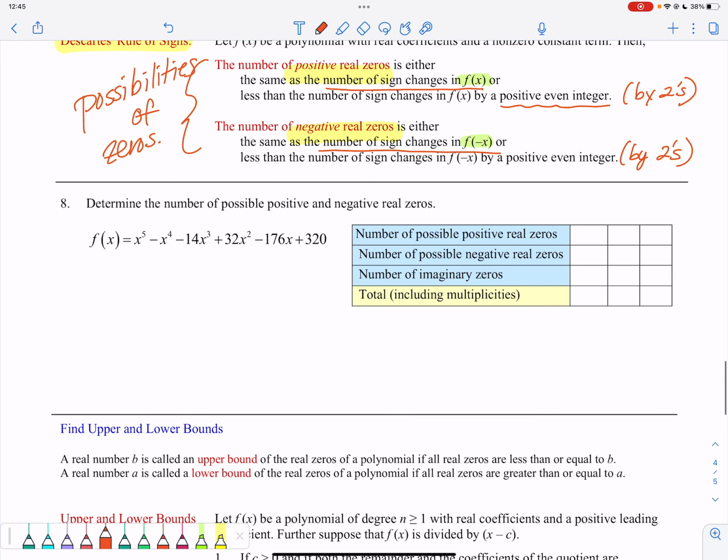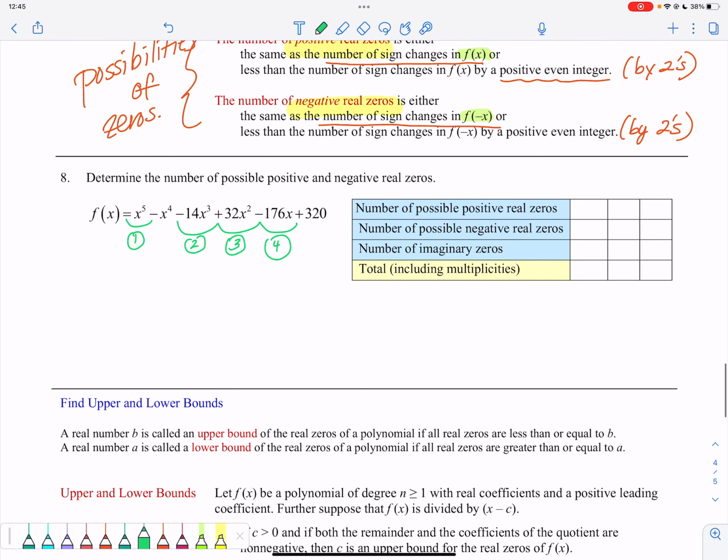So let's give this a try. How many sign changes do we have? We went from a positive to a negative. There's 1. A negative to a negative. Nope. So I went from a positive to a negative. Then I went from a negative to a positive to a negative, and a negative to a positive. So we actually had 4 sign changes. Now let's drop down by 2's, and we will have 4, 2, and 0. So we're going to look at all these cases.